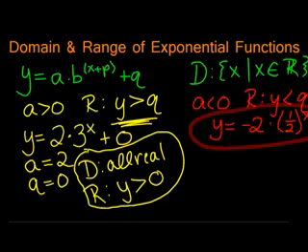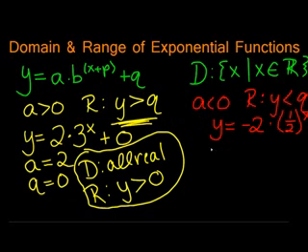Let's take a look at our next example here in red. Y equals negative 2 times 1/2 to the x. Again, we need to first identify our a. Our a in this case equals negative 2, which means it's less than 0. So our range is going to be y is less than whatever our q is.